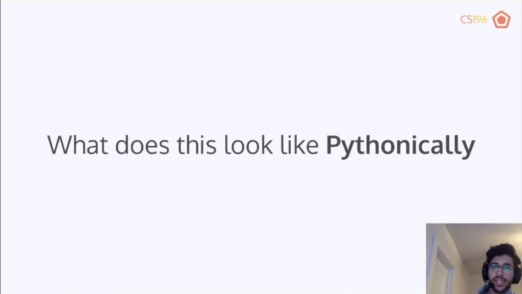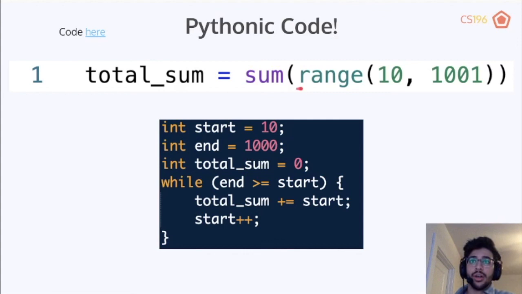Well, in Python, you've already seen the range function. This is the range function that you would see in a for loop, where you say for i in range of some range. So the range function will give us the numbers from 10 to 1,001, because the upper bound is non-inclusive. And so if you want to sum up the numbers from 10 to 1,001, non-inclusive, we just wrap it in a sum function, and this will give us the total sum.